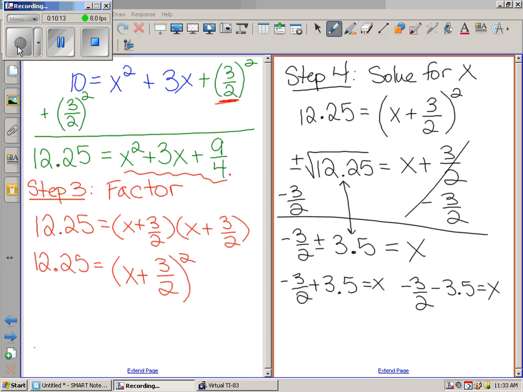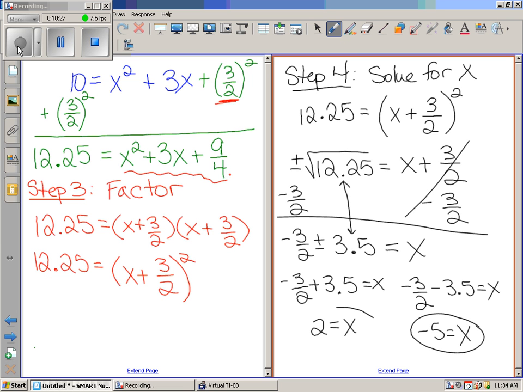So now we're going to do this. If you just punch this into your calculator, this is going to be 2 equals x. And what else? What's this one? Negative 5 equals x. Oh my God. OMG.